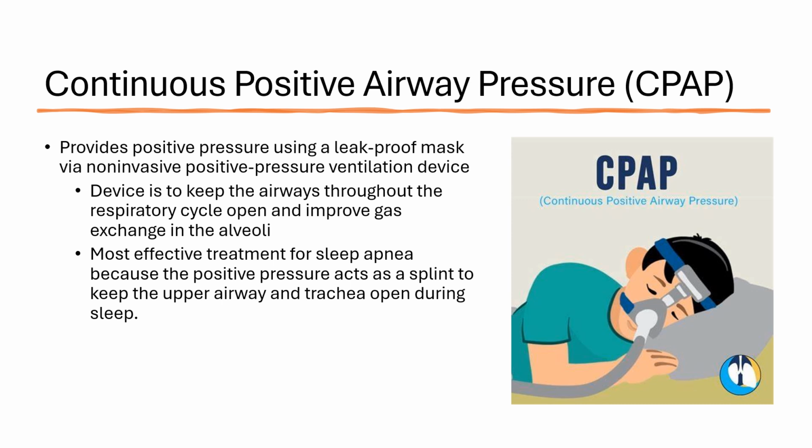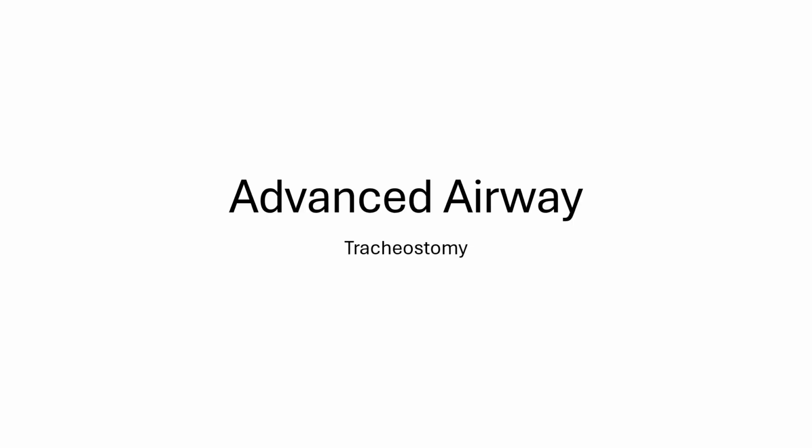So continuous positive airway pressure, which we'll talk about more when we get into sleep apnea, provides positive pressure using a leak-proof mask with a non-invasive positive pressure ventilation device. The device is used to keep the airways open throughout the respiratory cycle and improve gas exchange in the alveoli. It's the most effective treatment for sleep apnea because the positive pressure acts as a splint to keep the upper airway and trachea open during sleep. So basically it's pushing pressure through to keep the trachea open so it doesn't collapse on them. Okay, so the next thing we're going to talk about is our advanced airway.